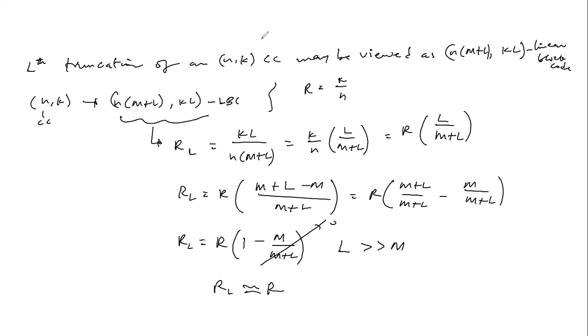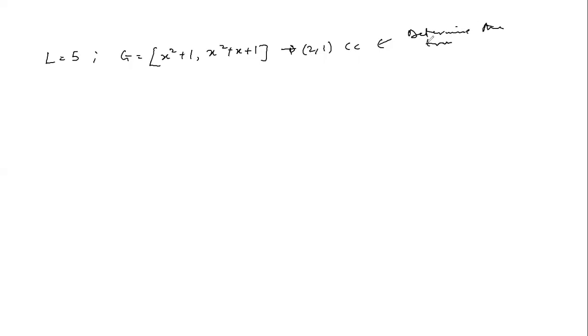So let us consider an example. When L is the same as 5, and the generator polynomial is given as x squared plus 1, comma, x squared plus x plus 1 for the 2,1 convolution code. So let us determine the truncation of the 2,1 convolution code.